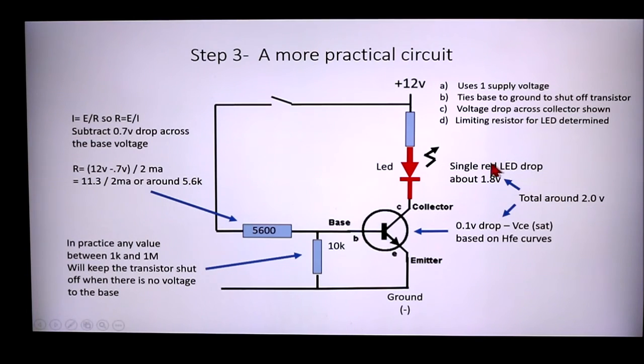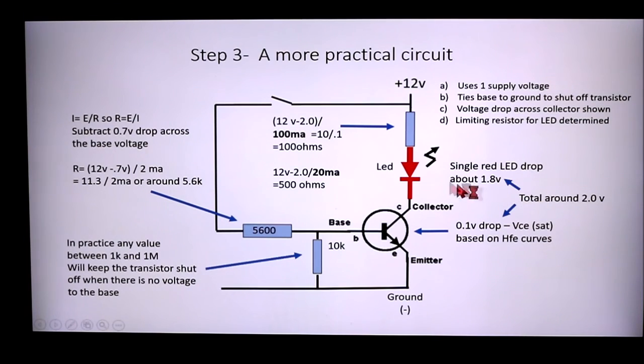So together, between the LED drop of 1.8 volts here and the 0.1 volts drop here, we have a total of around 2 volt drop. And to calculate this resistor, we take the 12 volt supply, subtract 2 volts for the 2 drops, and that resistor has to be 100 ohms. If we wanted to use this as just a 20 milliamp load instead of 100, we would just do 12 volts minus 2 volts divided by 20 milliamps, and we get 500 ohms.